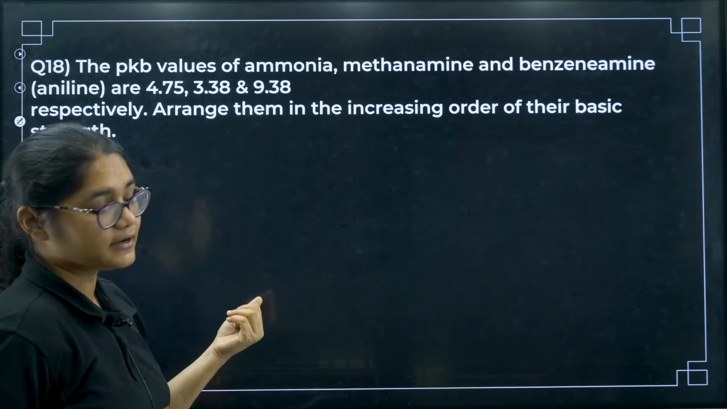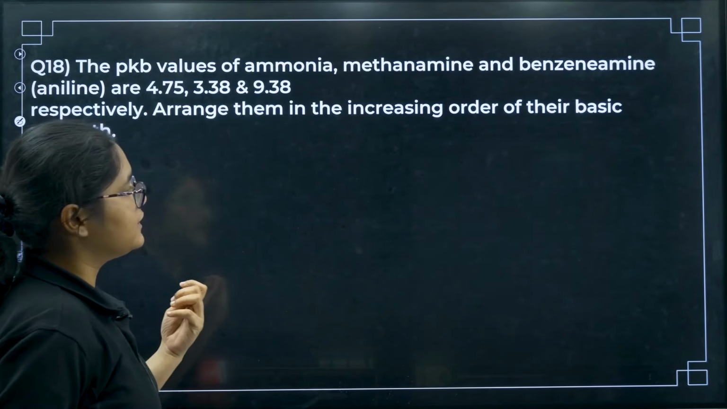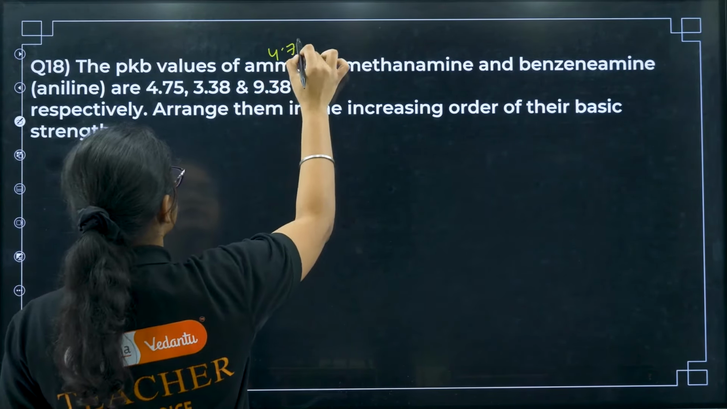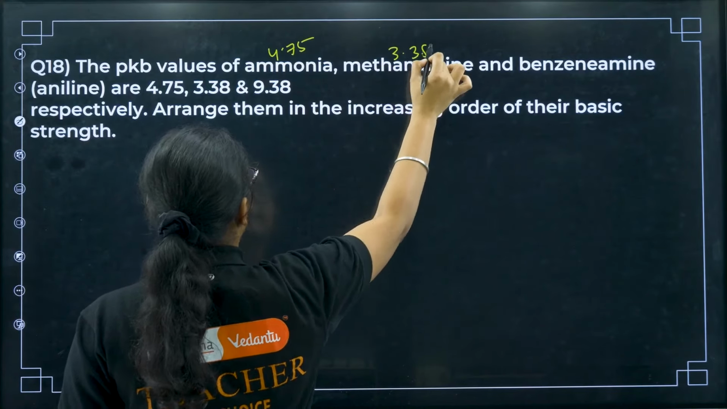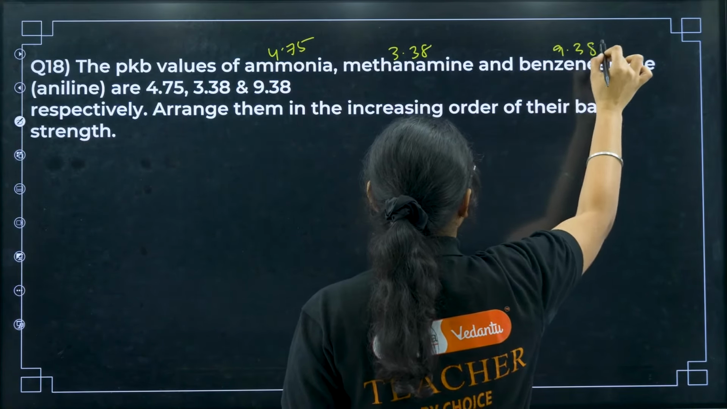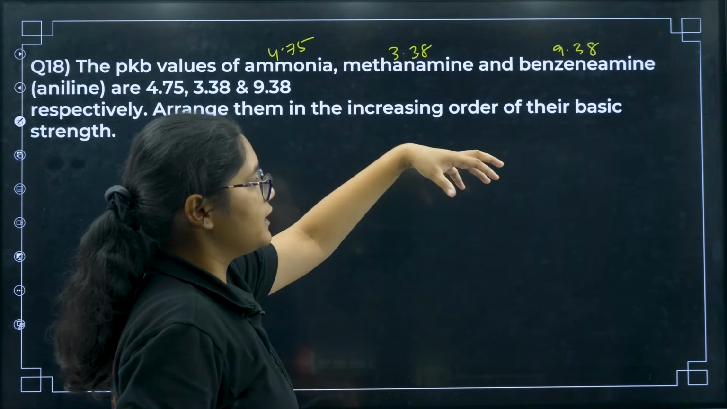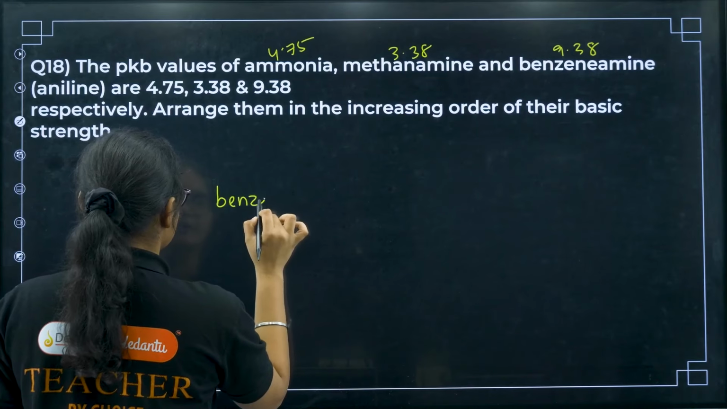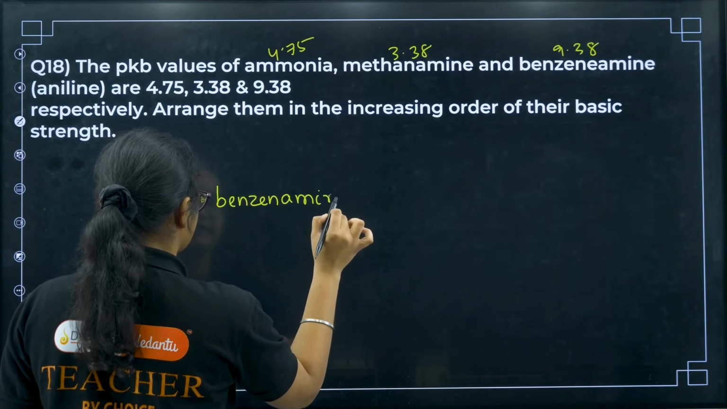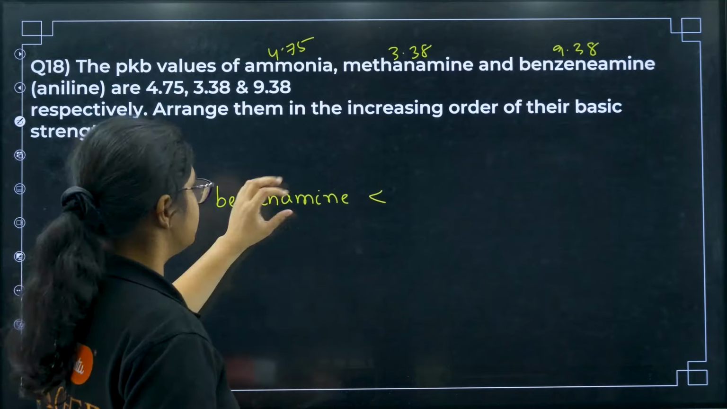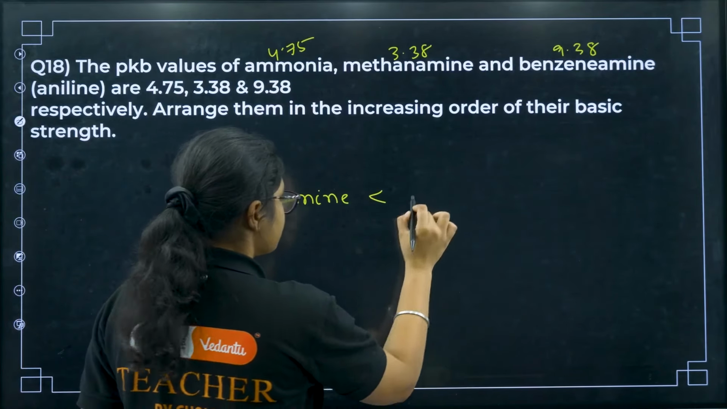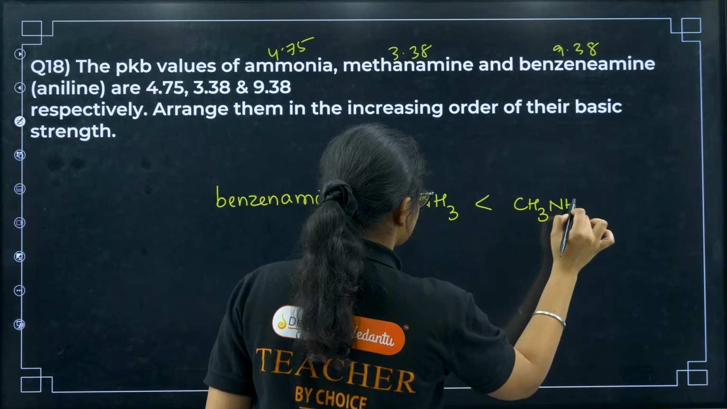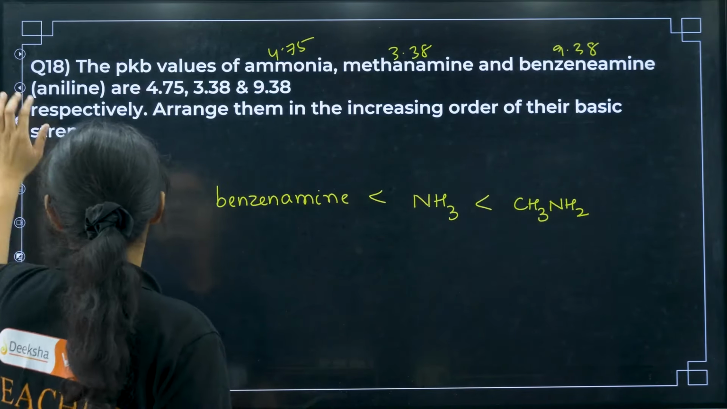Next, we have the pKb values of ammonia, methanamine and benzenamine given. Arrange them in the increasing order of their basic strength. If you see, the ammonia value is 4.75, methanamine is 3.38 and benzenamine is 9.38. If the pKb value is highest, then it is least basic, right? Then I can say that benzenamine is the least basic, because it has the highest pKb value. Then we have ammonia, and then we have methanamine. This is very simple. Based on your pKb values, you can easily find this.